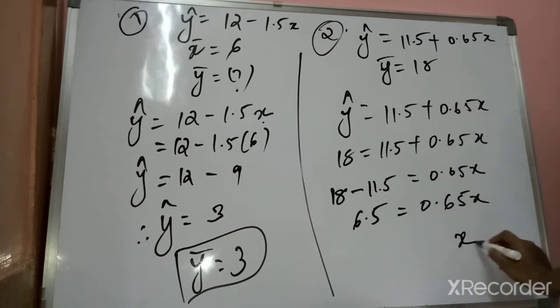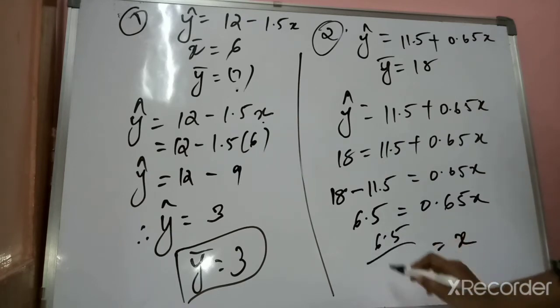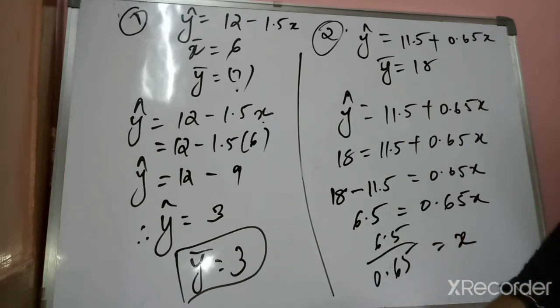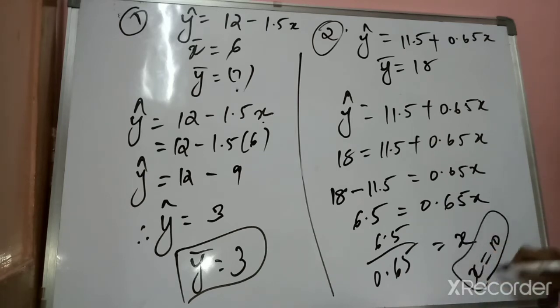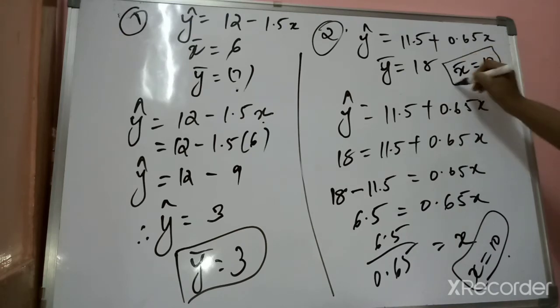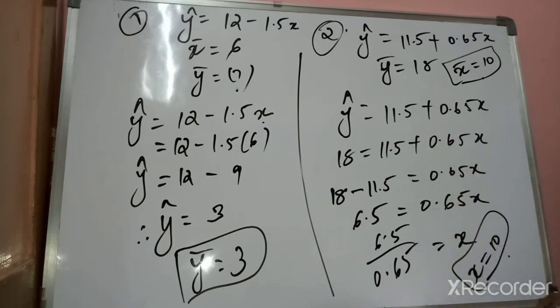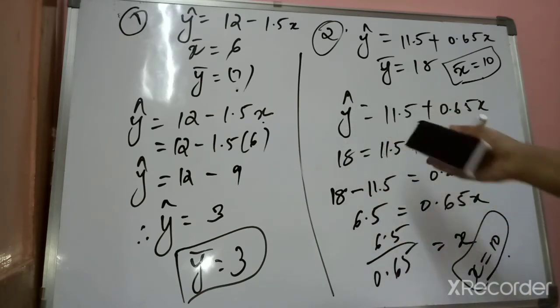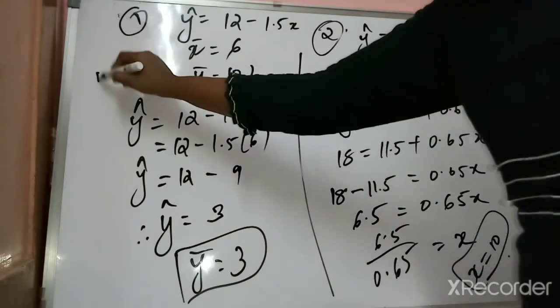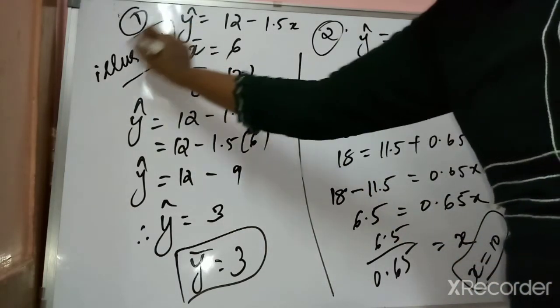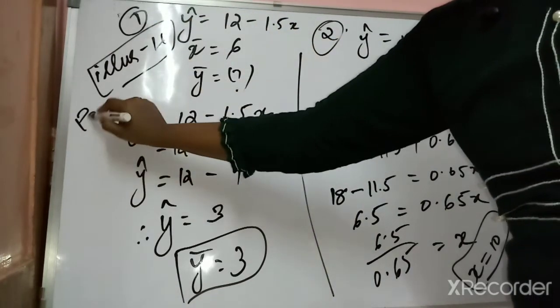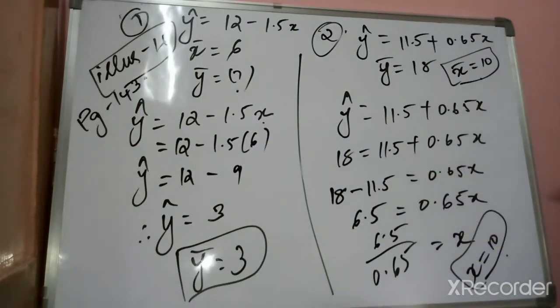Okay, now keeping the value of x over here, we would just divide it. 6.5 divided by 0.65. So what is the answer? 6.5 divided by 0.65. The answer is x is equal to 10. Clear? Now if your x is equal to 10, then your x bar is also equal to 10. Clear with this? So these two sums are very easy. It could come in your short sums also. So just note it down. This was your illustration number 16, page number 143. I hope this is clear to you.